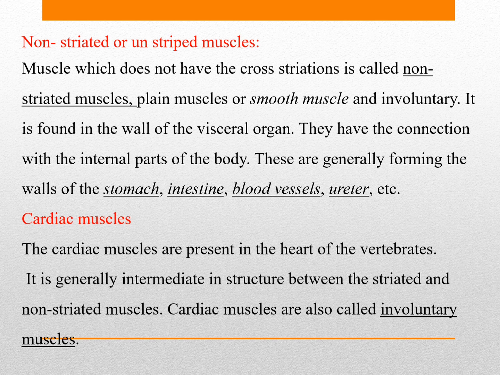Then non-striated or unstriped muscles. These are muscles which do not have any cross striations. They are also known as plain muscles or smooth muscles, and functionally they are involuntary muscles. They are found in the walls of the visceral organs, which have connection with the internal parts of the body. These generally form the walls of the stomach, intestine, blood vessels, ureter, etc. Then cardiac muscle is specific for heart. It is generally intermediate in structure between the striated and non-striated muscles, and functions as an involuntary muscle.